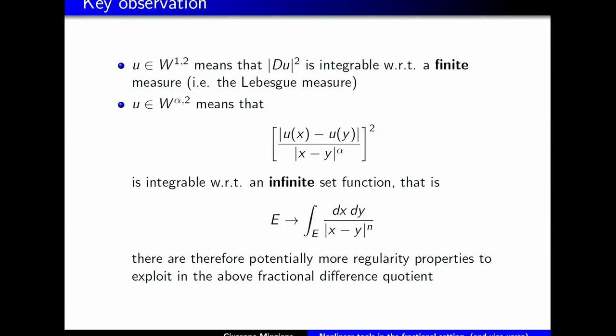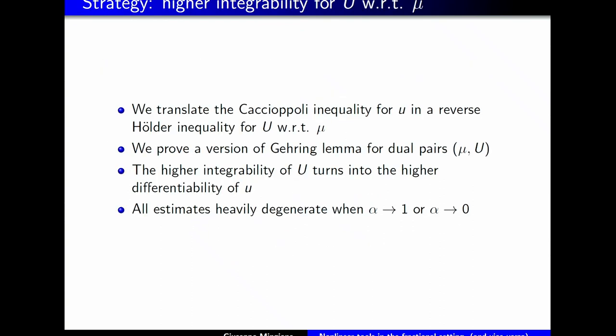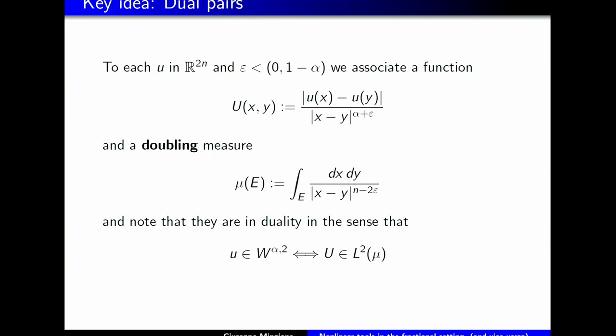We make this measure finite, but making this measure finite means that we do n minus epsilon, and we do something here. Now this is finite against this. So we lift the problem into R^n times R^n, and we say that this function is finite against this measure. So the measure is more regular, as is the object. Because you see, you trade the blow-up of the measure in the denominator, and trading in the denominator means improving differentiability. So we translate the Caccioppoli-type inequality into a reverse Hölder inequality for the lifted function, capital U. We prove a version of Gehring's lemma for dual pairs, for these new dual pairs. We call them dual pairs in this sense.